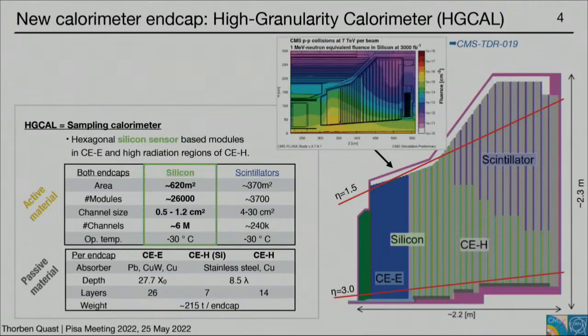So the size of the sensitive units, in particular in the very forward region, in the silicon region, corresponds to the size of my thumb or my small finger. So half a centimeter to a full square centimeter. And we will have at the end more than 6 million channels, which will all give, as a function of the position, an idea of how much energy has gone through this sensitive unit, and ideally also the time, which I will hint at.